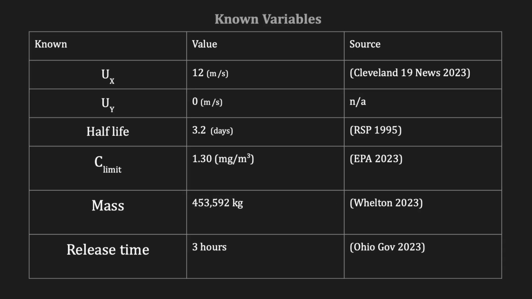Some of the variables I was able to find were the wind speed and direction, which was going 12 meters per second in the x direction, the half-life of vinyl chloride, which was 3.2 days, the acute exposure limit, which is 1.3 milligrams per meter cubed, and the mass released, which is 453,000 kilograms, or 1.1 million pounds, in the release time of 3 hours.